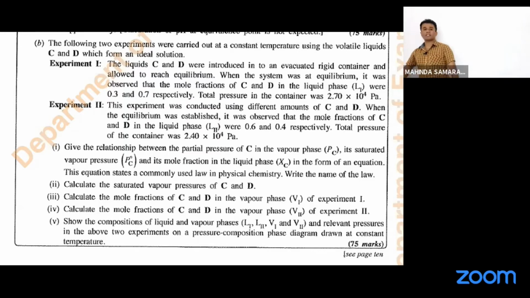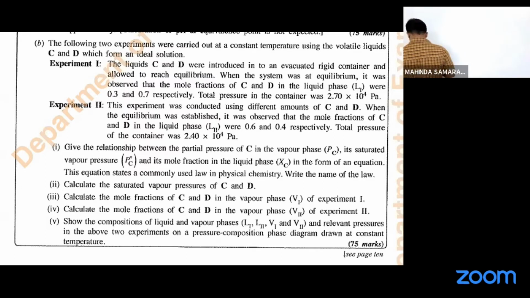Two experiments given. Both of these two experiments are at the same temperature. If the temperature is constant, remember P naught values are also constant. Two components given, C and D. P naught C is the same value in both experiments, and P naught D is the same in both experiments, because temperature is constant. That's the first thing you should understand. Saturated vapor pressure of C and D should be constant in both experiments.